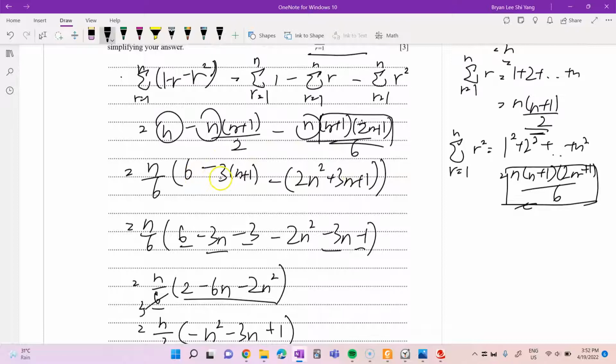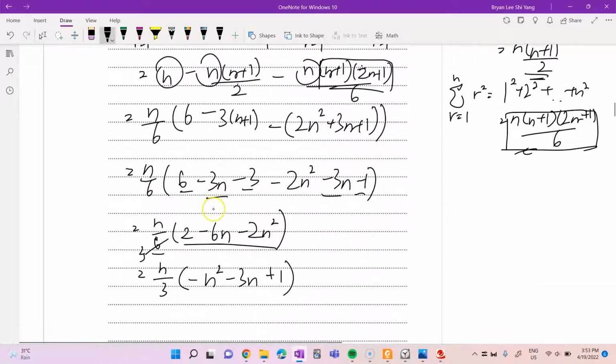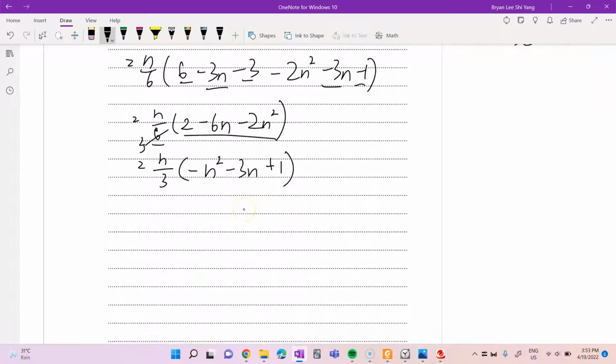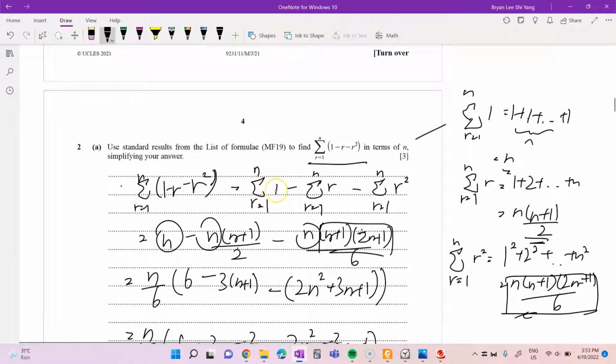6, 3n plus 1, 2n squared plus 3n plus 1. Then yeah, so this is actually what goes through the mind of your typical A-level candidate when they are sitting for an exam. Just reminding, n squared plus 3n minus 1, because you're inverting all the signs.